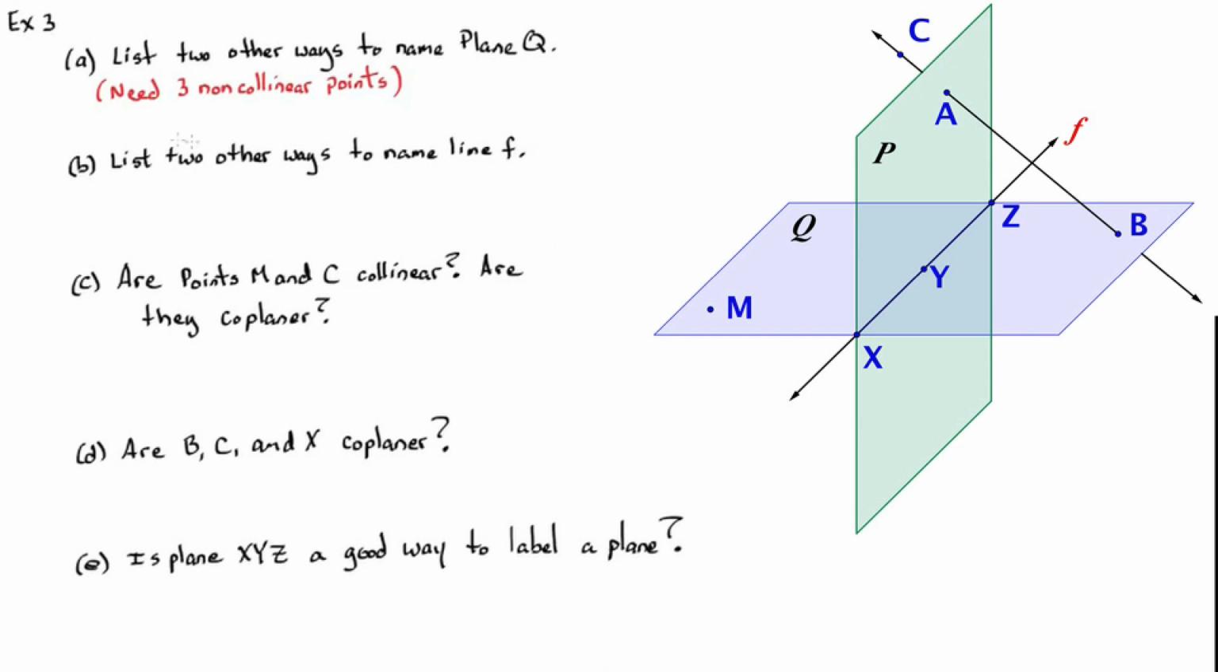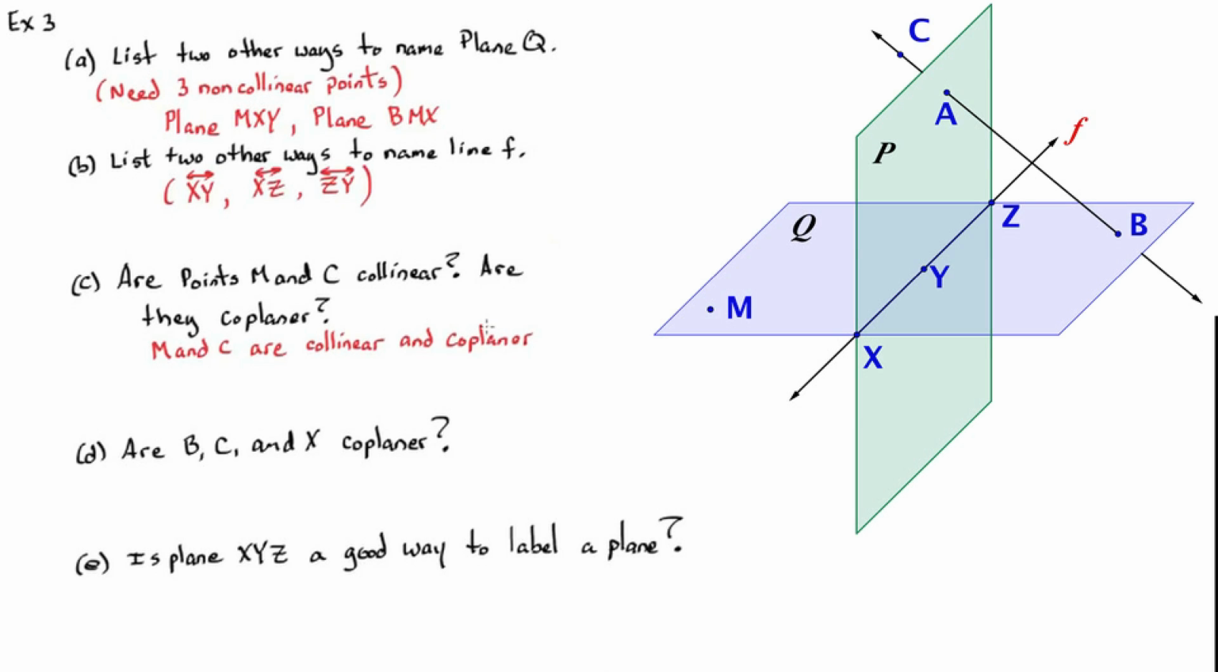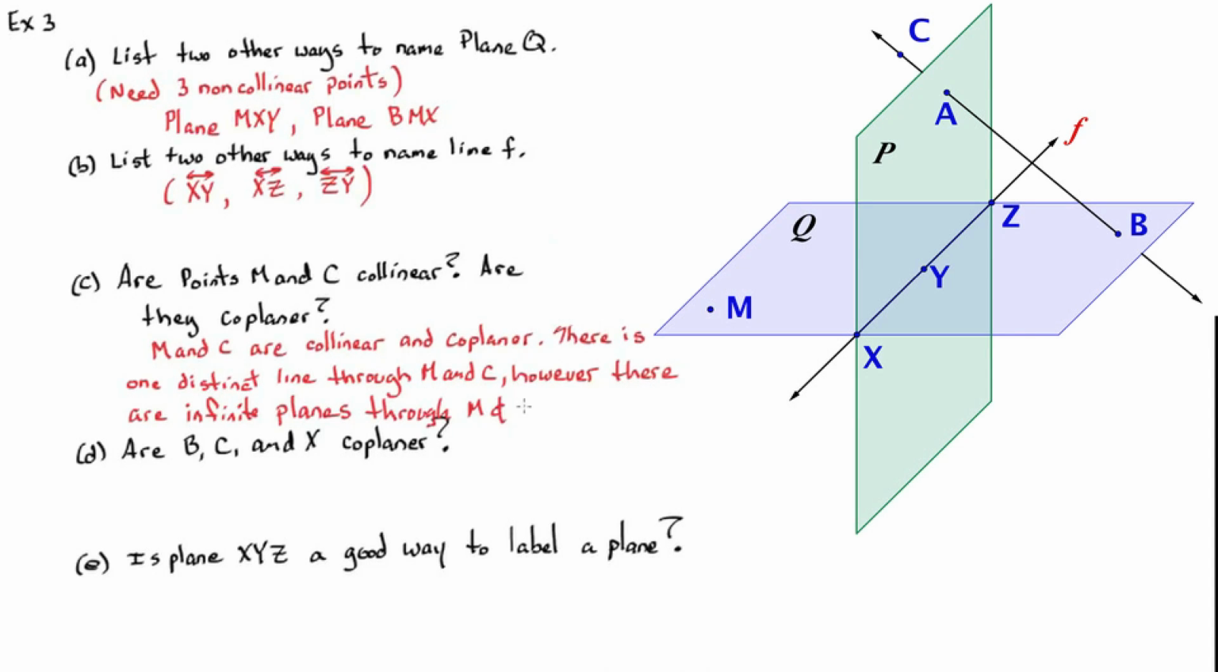We need 3 non-collinear points for part A, so we could use plane MXY or plane BMX. Part B, 2 other ways to name line F: line XY, line XZ, line ZY, for example. Part C, M and C are collinear and coplanar. There is one distinct line through M and C. However, there are infinite planes through M and C. Part D, yes, any 3 points are coplanar, so that'll work.